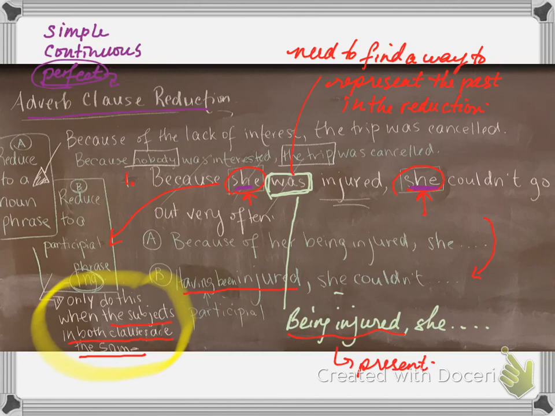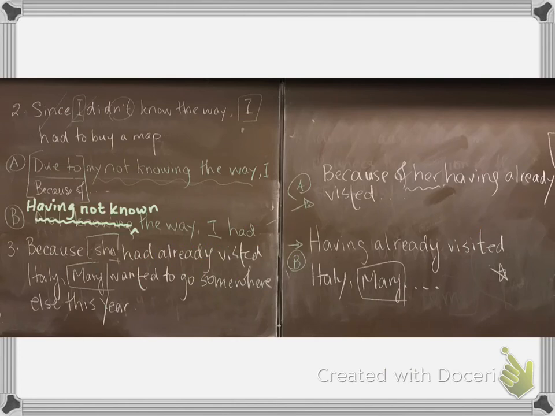Because we have the past here, we're going to use having, and we know that after the word having, or have, we need a past participle. So our verb is here, that's why we know it's been, and then we keep the rest of it the same. Injured, she couldn't go out very often. Okay, let's look at another one.